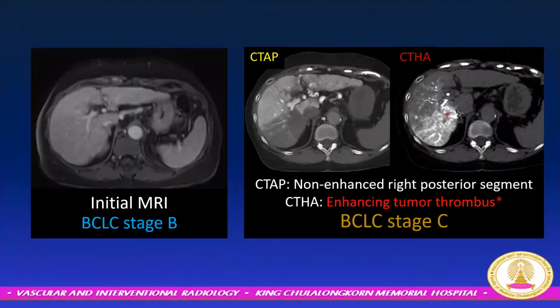Evidence of vascular invasion is very important for tumor staging. It can change the stage from intermediate to advanced, and the prognosis and overall treatment planning might be changed.